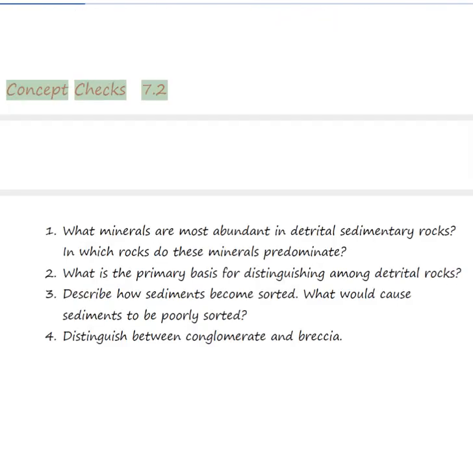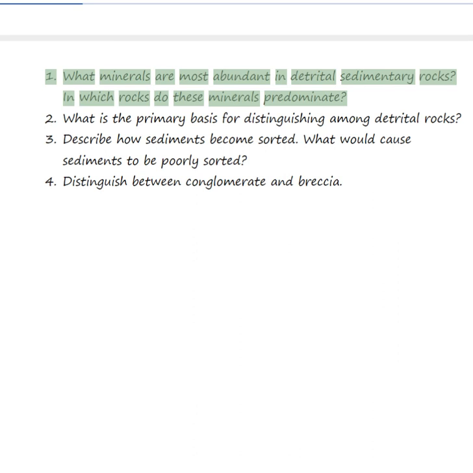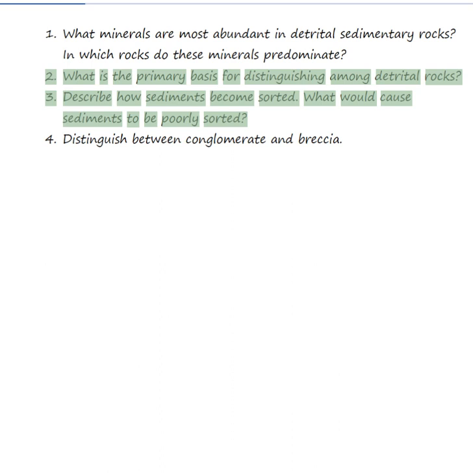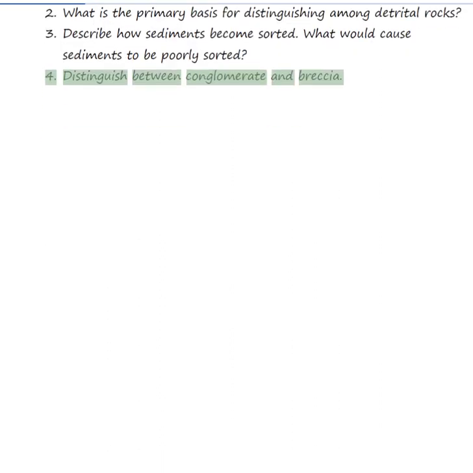Concept checks 7.2. 1. What minerals are most abundant in detrital sedimentary rocks? In which rocks do these minerals predominate? 2. What is the primary basis for distinguishing among detrital rocks? 3. Describe how sediments become sorted. What would cause sediments to be poorly sorted? 4. Distinguish between conglomerate and breccia.